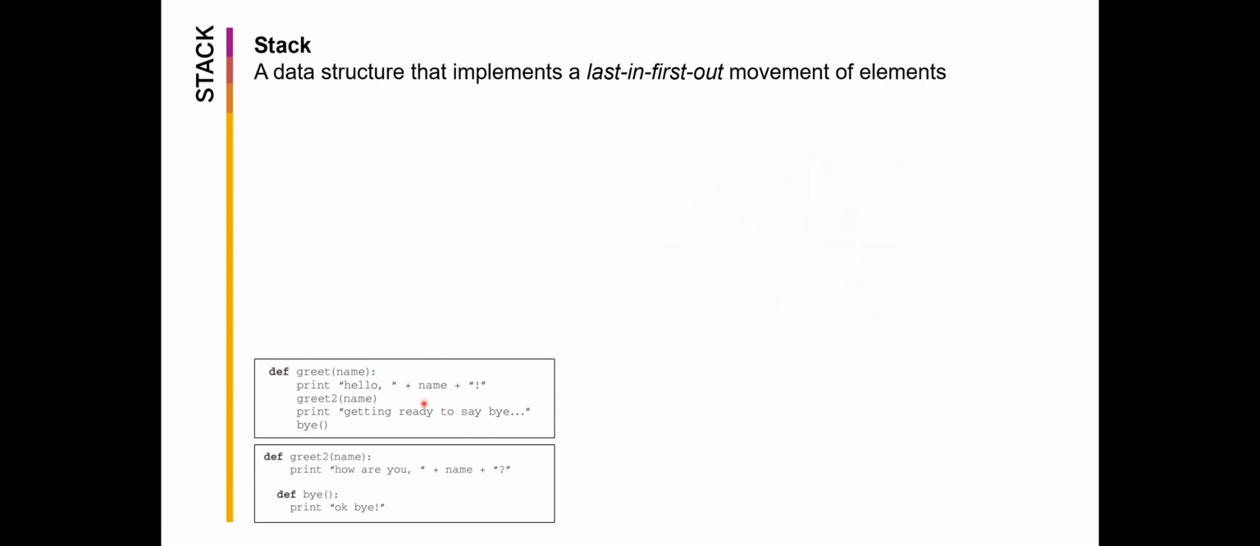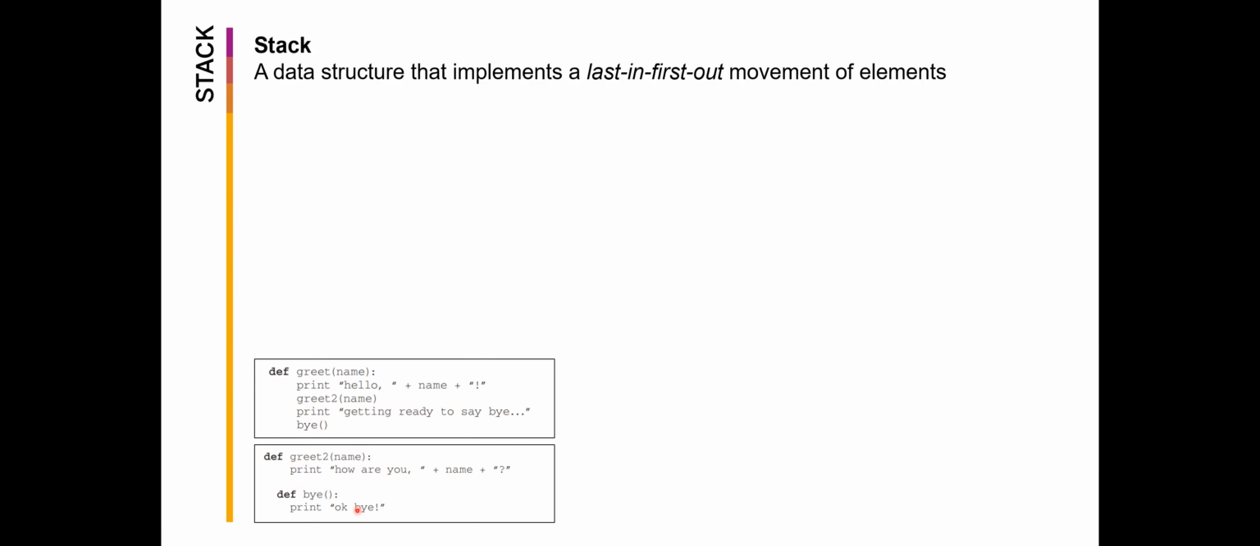Okay, let's again look at the different sets of code. We have one function here, which is greet. What it basically does is it prints hello name, and then it calls the greet2 function, and then it prints getting ready to say bye, and then it calls the bye function. The greet2 and bye functions are here. So greet2 will print how are you name, and bye is saying okay bye, right?